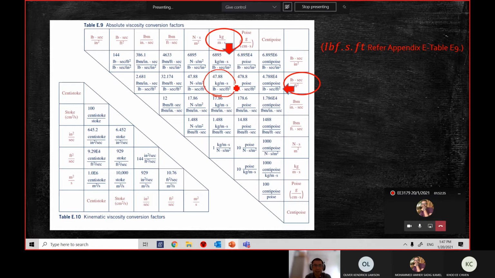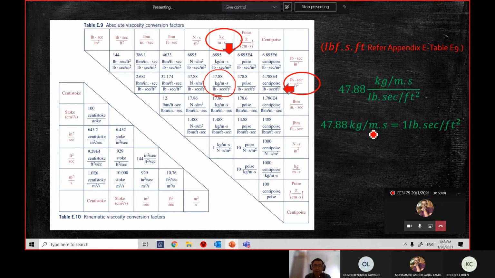Okay, you get this one. Copy this number to the left or to the right, and then you do the conversion. So this is a number that links these two units together. So you have 47.88 kilogram over meter second divided by pound second over feet square. Okay, then you pull this number back to the drawing board.